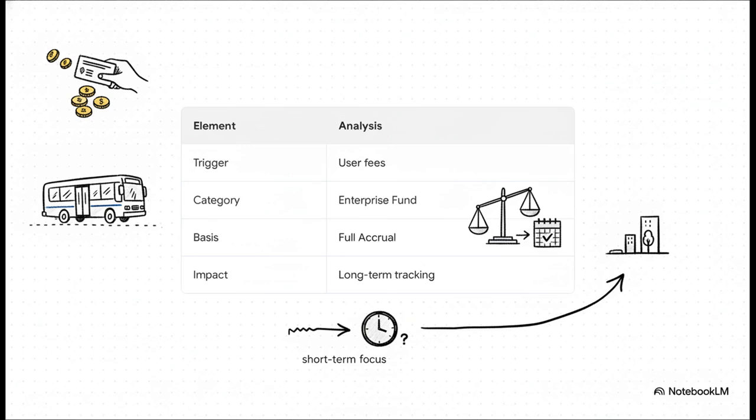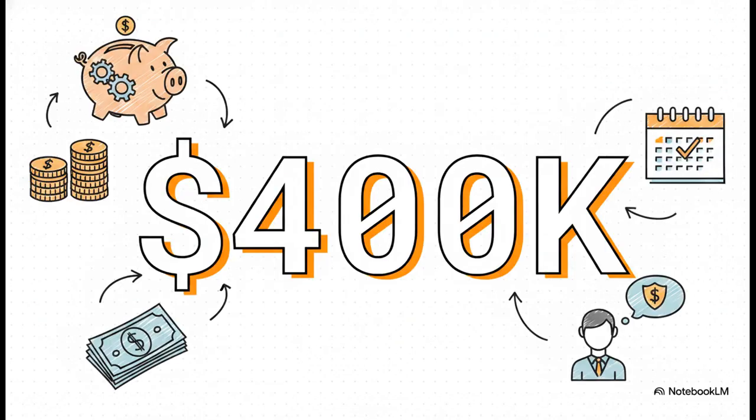In direct contrast to the property tax example, which focused only on current resources, this transit revenue supports the long-term self-sufficient operation of the transit system. For the financials, this increases the net position directly on the proprietary fund's statement of revenues, expenses, and changes in fund net position.